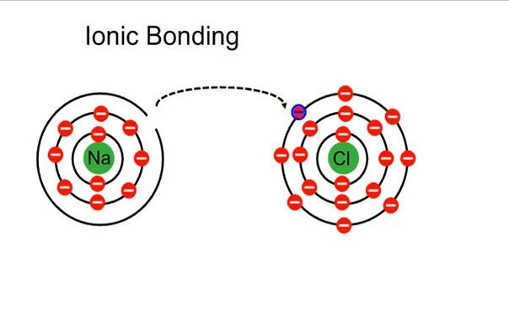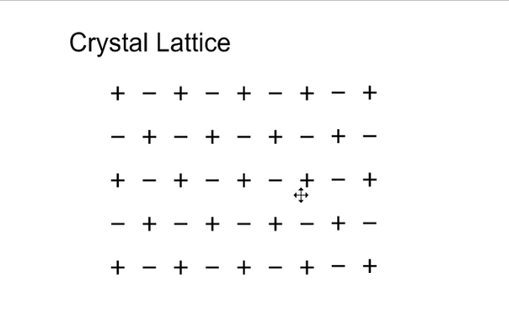The result then is a sodium cation and a chloride anion. Of course, the sodium cations and chloride anions then join together. The opposite charges are attracted to each other and they form an ionic crystal.